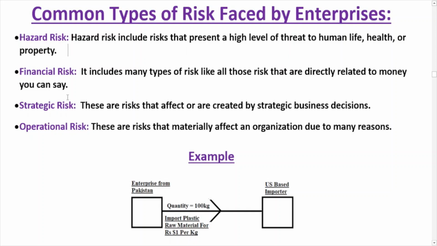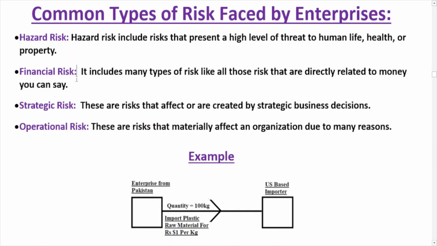These are the main types of risk faced by almost each and every enterprise. First, we have hazard risk. Hazard risk includes all those risks that present a high level of threat to human life, health, or property. An example is a fire, for whatever reason, maybe due to an electrical short circuit.